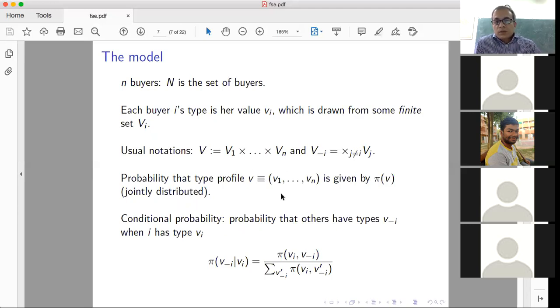So now each type profile or value profile is drawn with some probability pi(v). Okay, so this is a joint distribution now, and we will be interested in this conditional probability, which is the probability that if agent i has type vi, then what is the probability that others have v minus i?